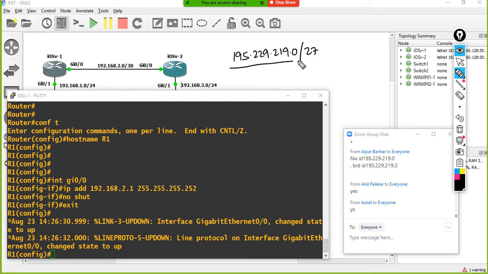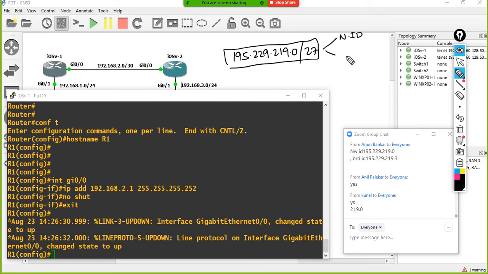195.229.219.0/27. What is the network ID and what is the broadcast ID for this? Do it in one shot, Kunal. Don't send it to me privately. Just type it for me there. What is the network ID and what is the broadcast ID for this? Madam Singh, where is your reply? I think you forgot the subnetting. Every day, everybody has to practice, guys. It's very important. Networking is very easy. Once you start practicing, it will be very easy for you.